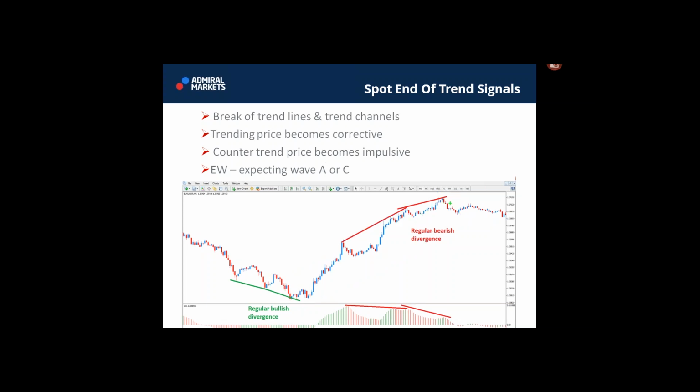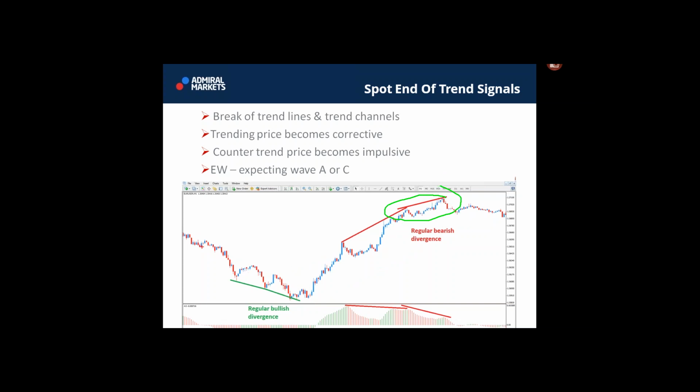Here at the top, you can see price is moving up, but it's going slower to the upside. It's losing its impulsiveness. When that happens, it's one more sign that the price is losing its juice, its energy, and might not continue to the upside therefore. The other side, as I already said, counter trend is becoming more impulsive.